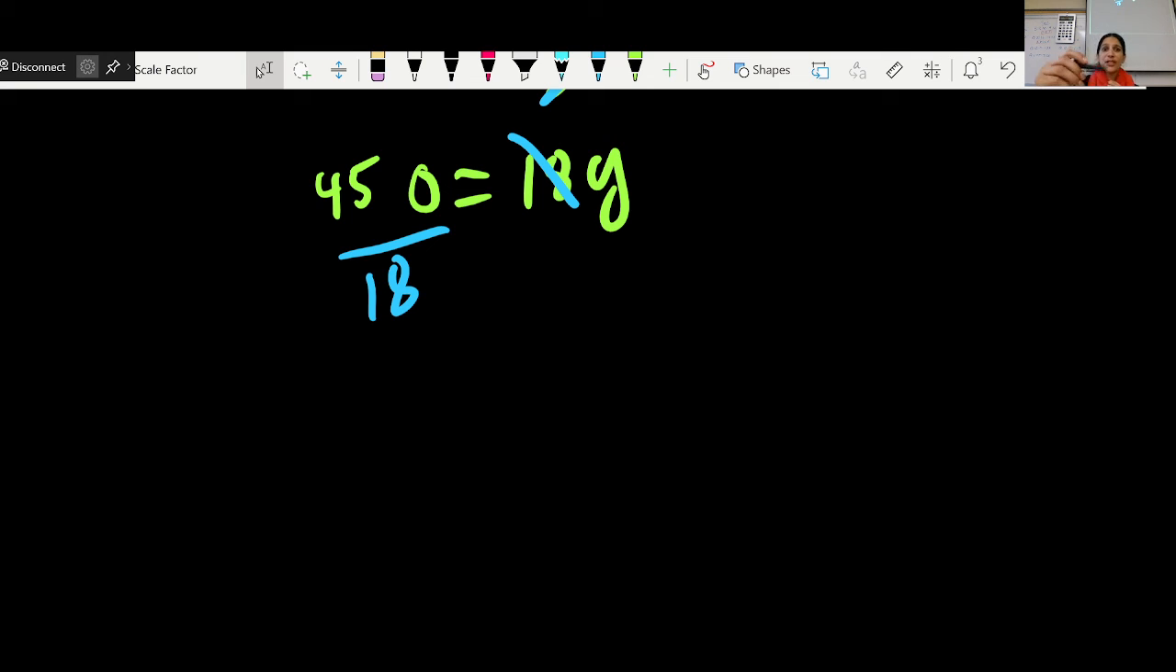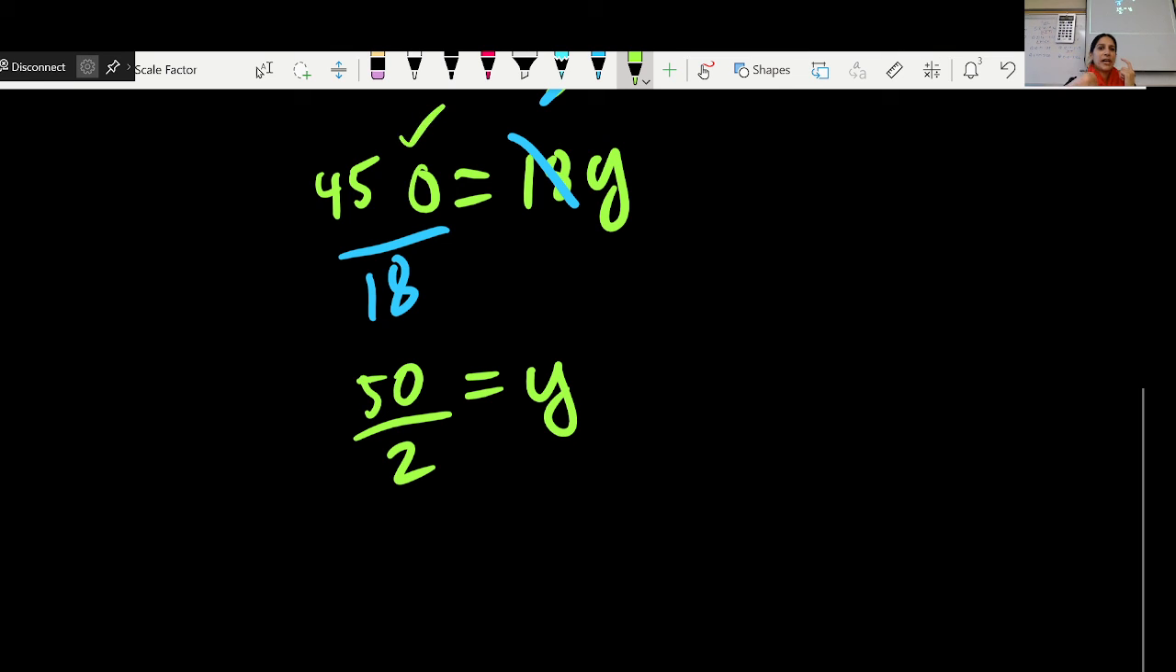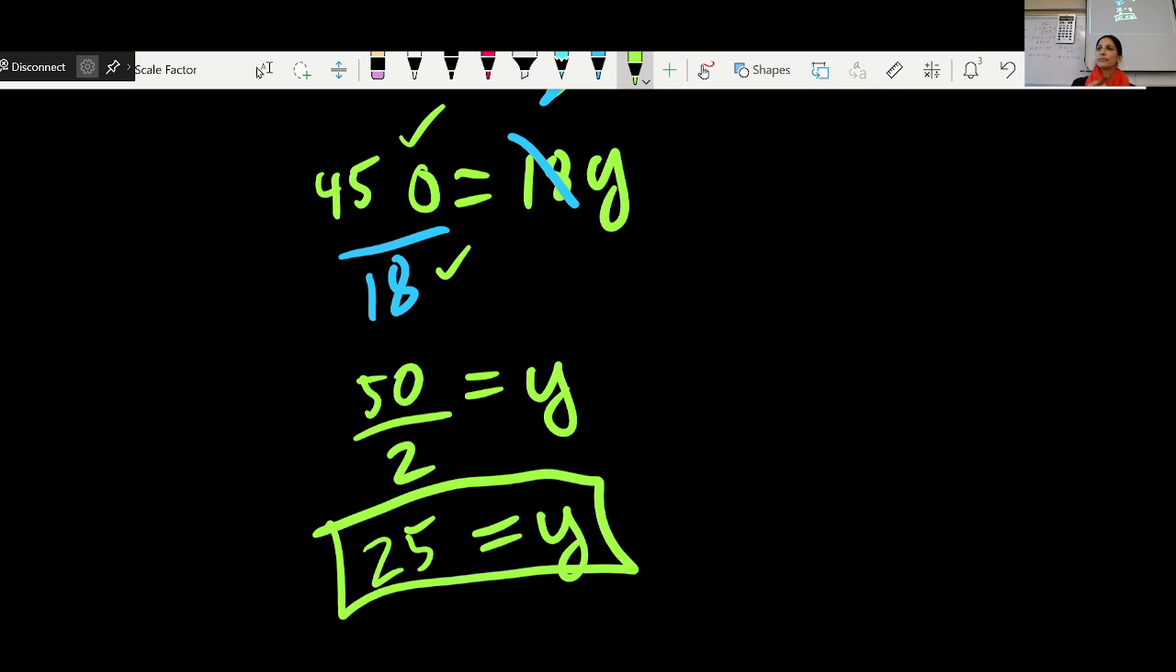9. So if we do 9, what's going to be left at the top if I do 450 divided by 9? 50. And how about at the bottom? 2. Everybody see how we did that? So we divided this by 9 and divided this by 9. That's how we're getting that. And then, what is our y equal to after all that work? Our y is equal to 25. Good? That was easy.